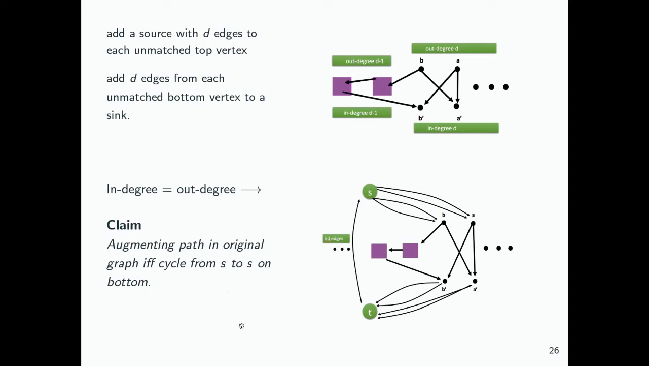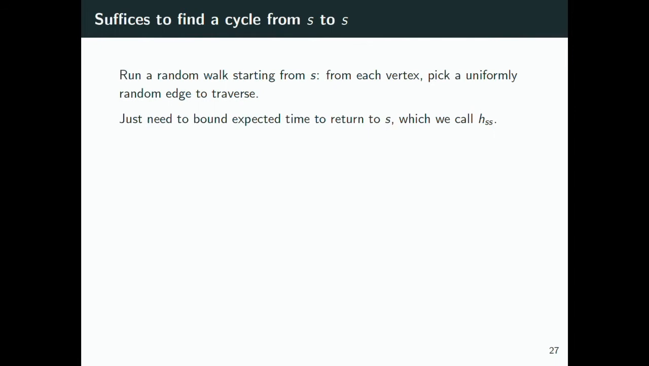So what does this tell us? If I want to find an augmenting path in the original graph, what I can do is simply find a path in this graph from S back to itself. Okay? And I'm going to do that by running a random walk. So how will this random walk work? From every vertex, I'm going to pick a uniformly random edge to traverse.